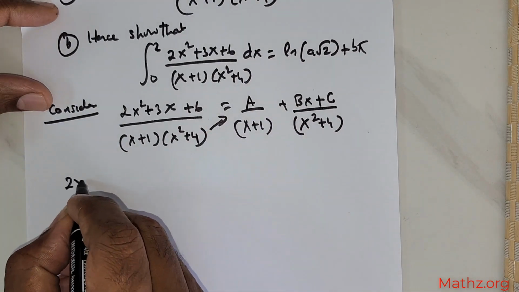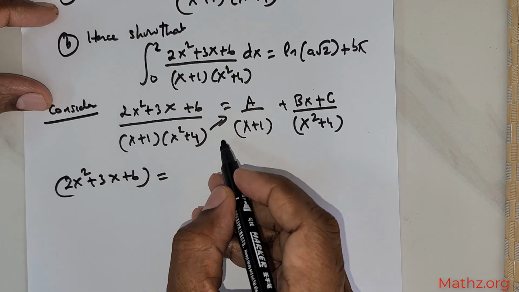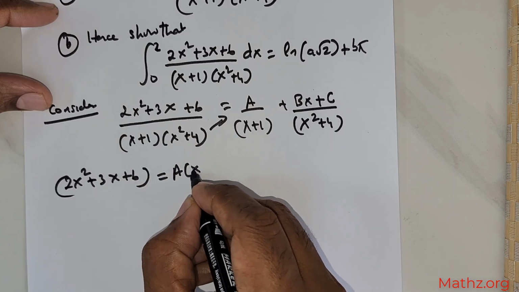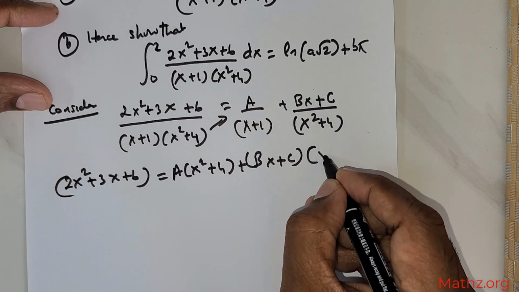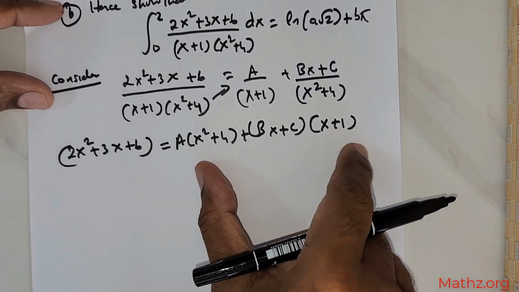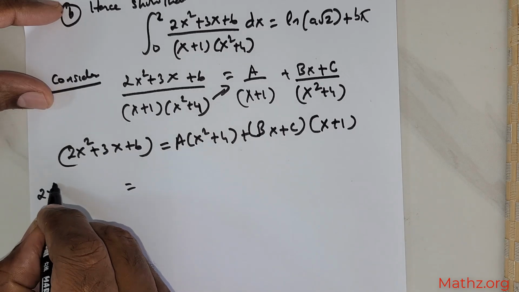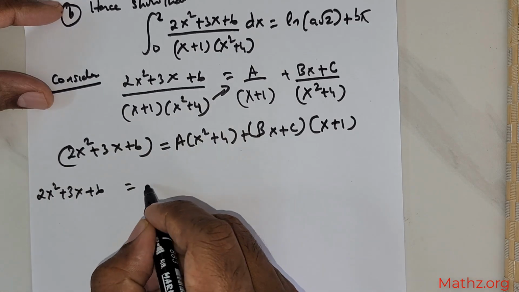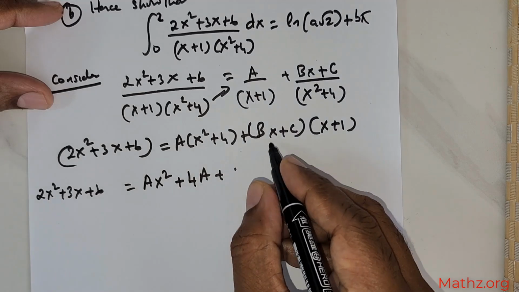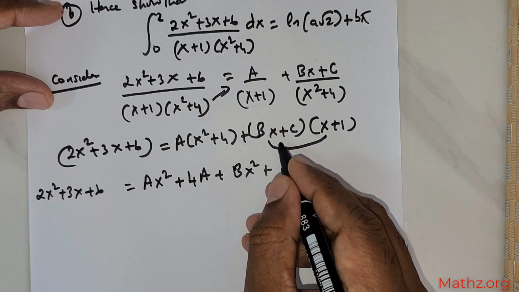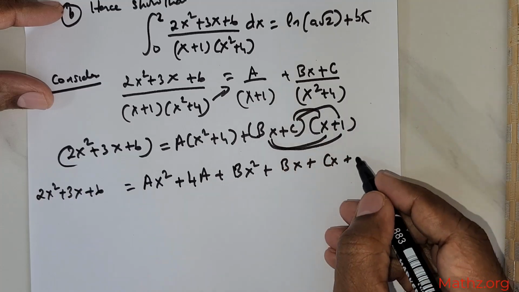Now you cross multiply and you get 2x squared positive 3x positive 6. Now this is equal to, so naturally x positive 1 gets cancelled, giving you A times x squared positive 4, positive bx positive c times x positive 1. So now what you need to do is distribute the quantities. On the left side it's going to be 2x squared positive 3x positive 6. On the right hand side it's A times x squared positive 4 times A positive, I multiply this with this, so b times x squared, I multiply this with this, so bx, I multiply this with this, so cx, I multiply this with this, so c.